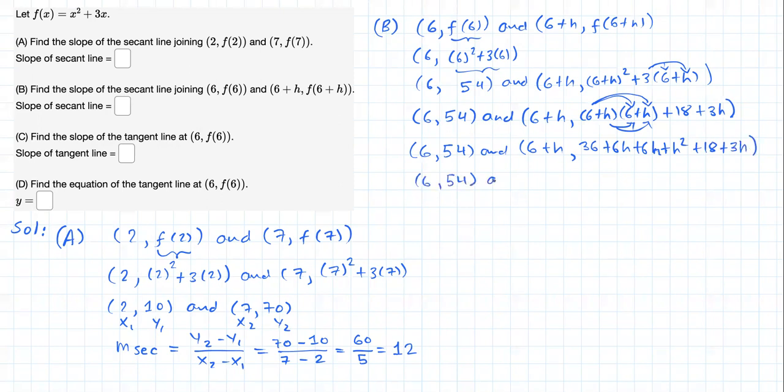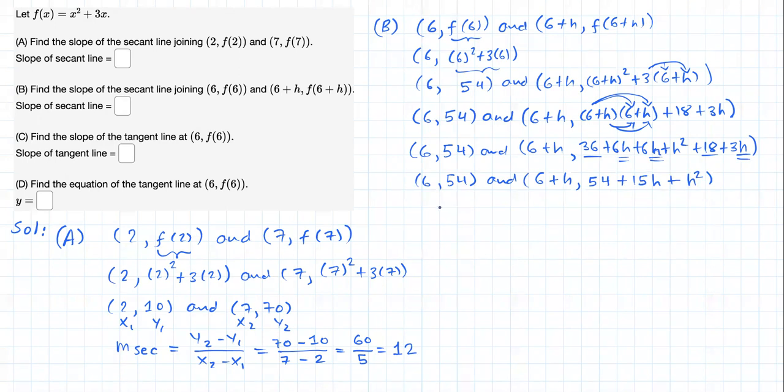Simplifying, combining like terms, we should get the following. 36 plus 18 is just 54. 6h plus 6h, 12h plus 3h, 15h, right? Plus h squared, that is by itself there. Great, so these are the coordinates of the second point in general, right?